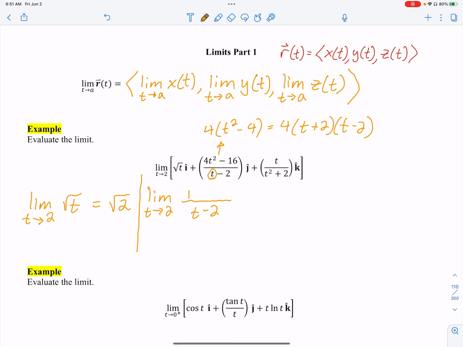So I'm going to replace this with t plus 2, t minus 2. All right, this is equal to the limit as t approaches 2 of, now I can cancel, t minus 2 goes away, so it's just 4 times t plus 2. And we can literally just plug 2 in, which is going to get me 16.